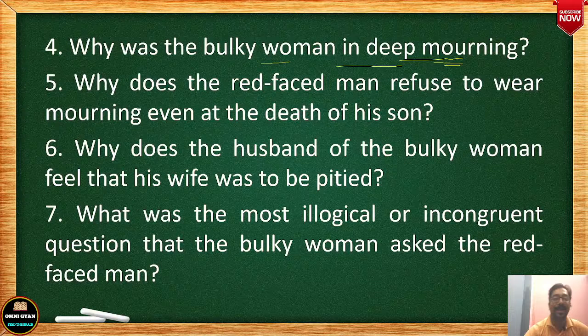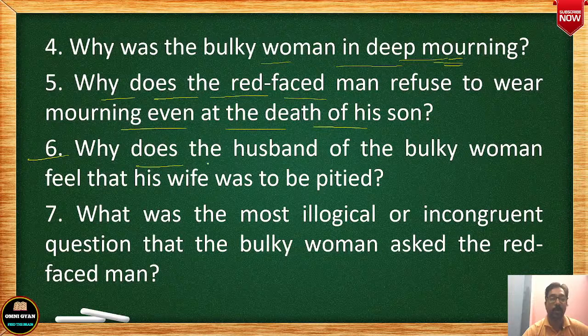Okay, I'll just go on reading the questions. For explanations, you can watch my video. Why does the red-faced man refuse to wear mourning even at the death of his son? Question number 6. Why does the husband of the bulky woman feel that his wife was to be pitied? The husband of the bulky woman feels that his wife was to be pitied because everyone must have sympathy with us, or with my wife, because our son was going to the war front. Whether he would come back alive or not was a big question. So the husband wanted everybody to sympathize with them.